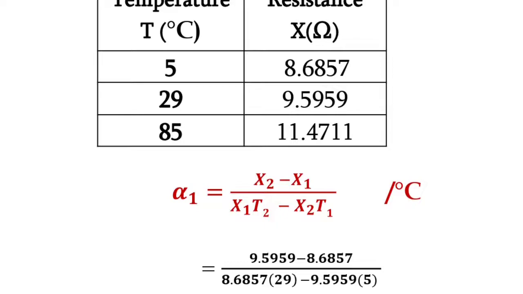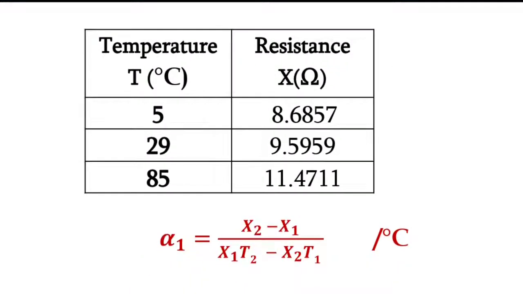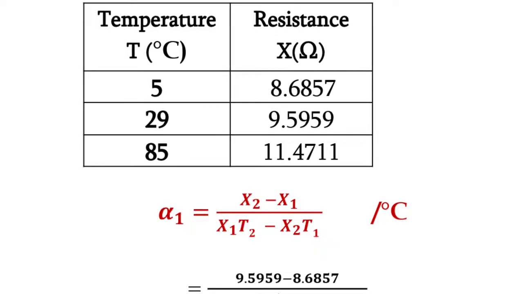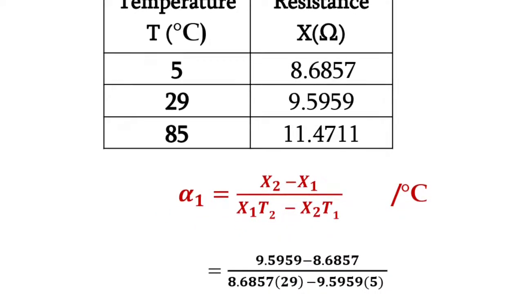So it is enough to have two resistances to find alpha, but we have resistances for 3 different temperatures, so that we can find 3 different alphas by making different combinations of the resistances. So we have found 3 alphas here. For alpha 1, I have taken the first 2 temperatures.